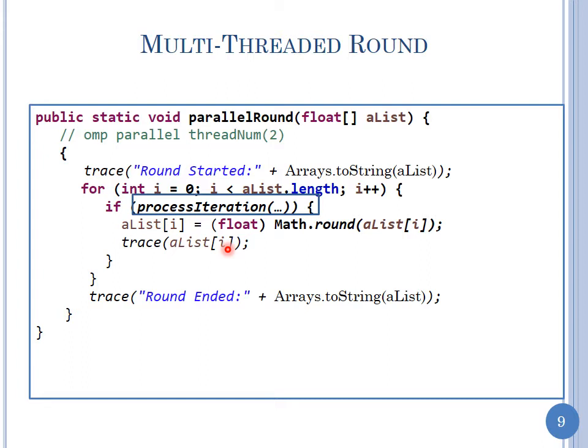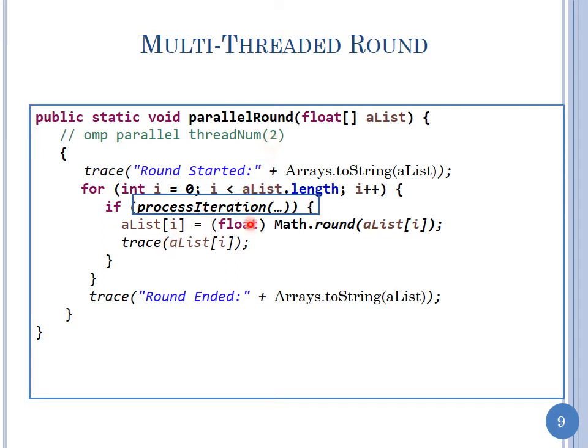So what we're doing in this loop is we are saying, if we're going to execute this piece of code conditionally, we're going to call a function called process iteration that decides whether a thread should really execute this piece of code or not. So this is going to be the key here. How do we decide? How do we allocate different iterations to different threads that have been created?